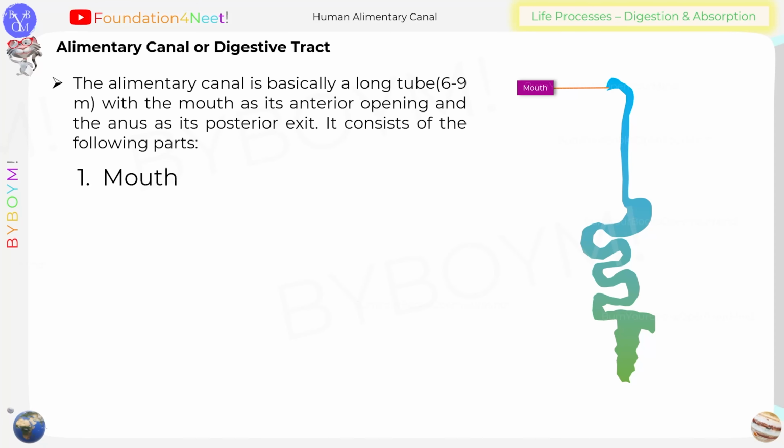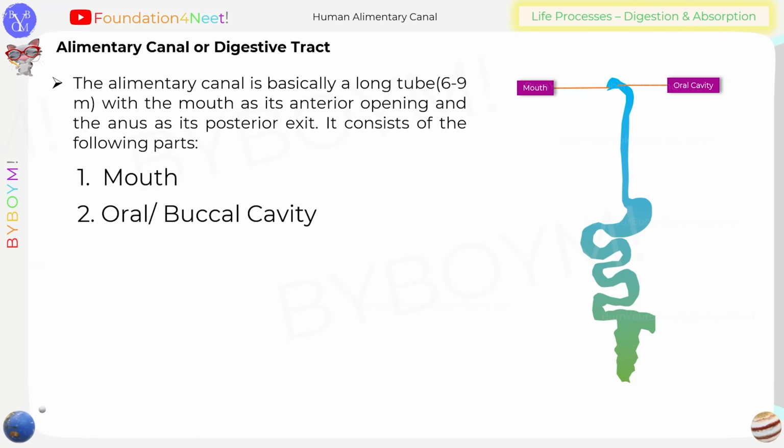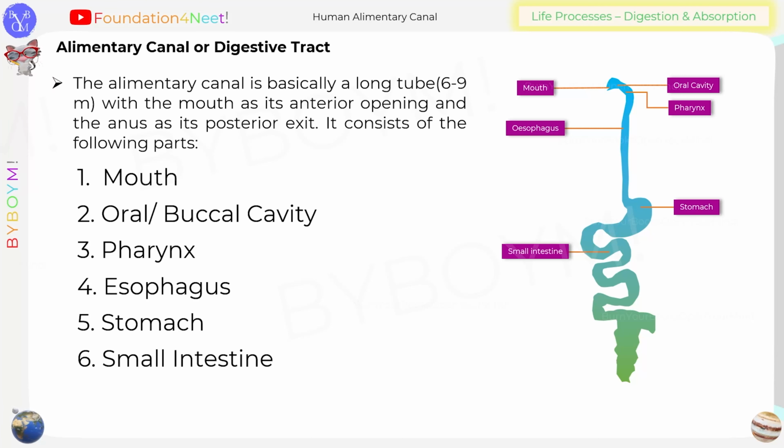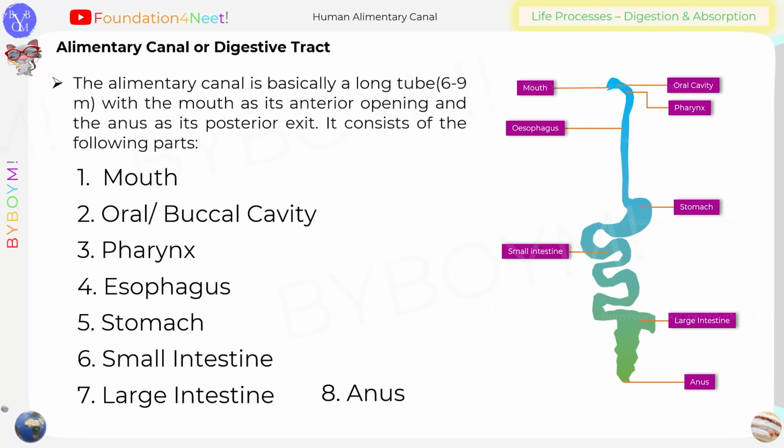The first structure or the beginning of your alimentary canal is the mouth. Followed by the mouth is the oral cavity or buccal cavity. Then the food will reach the pharynx, then the esophagus, and then it would reach the stomach. You might remember that the stomach is the organ where real digestion begins. After the stomach, food will reach the small intestine. The small intestine is quite curvy to increase the surface area for absorption. After the small intestine, the food will enter the large intestine, and after the large intestine it will exit through the anus. So this long tube is your alimentary canal, and these are the 8 different regions of the alimentary canal.